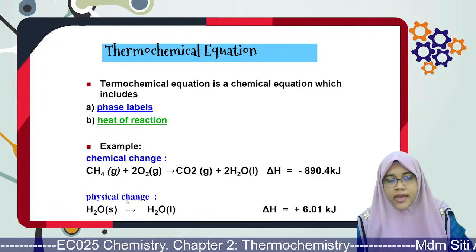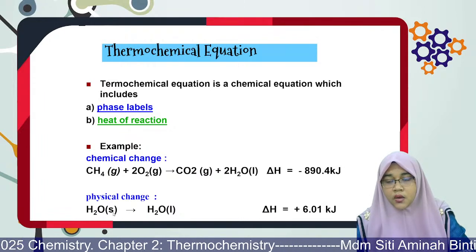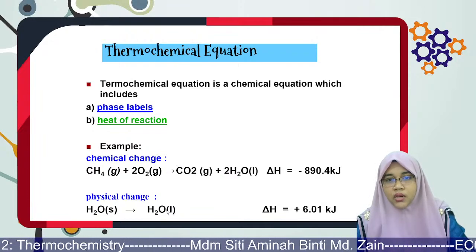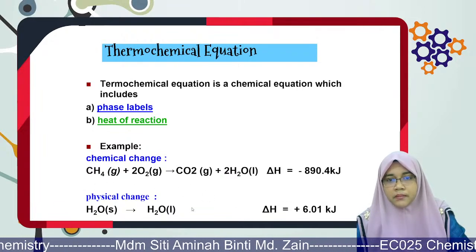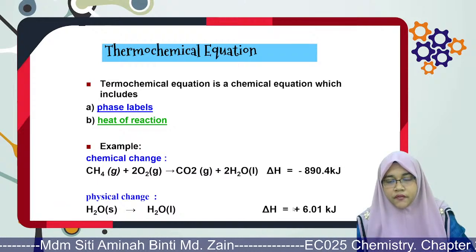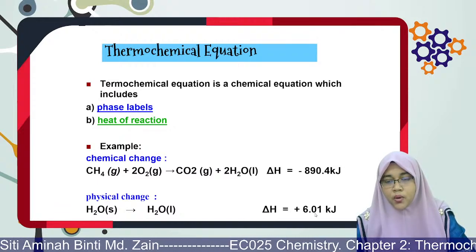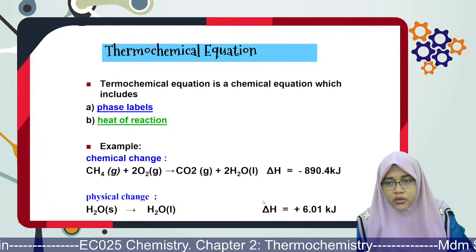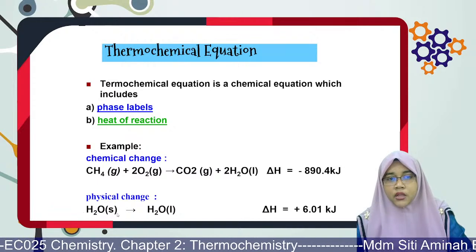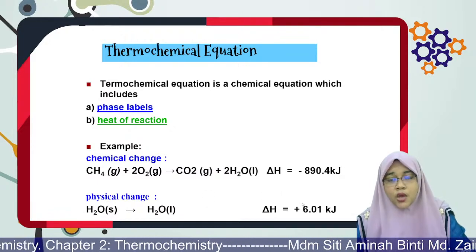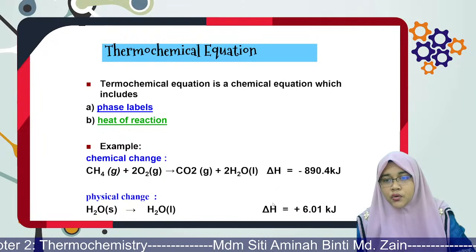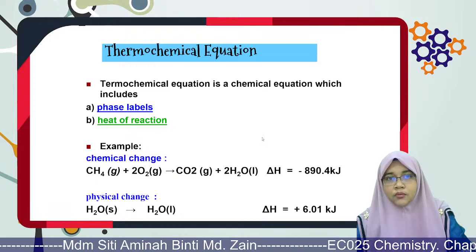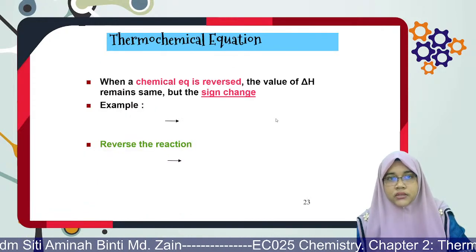For example, we have H2O solid, which is ice, after it melts to form H2O liquid, 1 mole of solid melts, it absorbs heat from the surrounding about 6.01 kilojoule. So this is an example of a thermochemical equation because we have the chemical equation plus we have delta H included in it. So these two things combined we call a thermochemical equation.